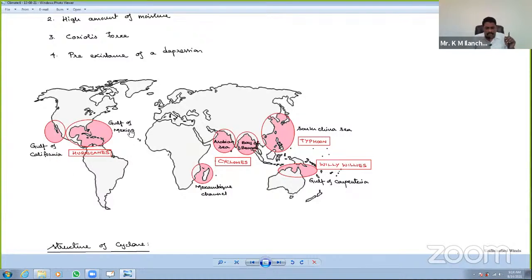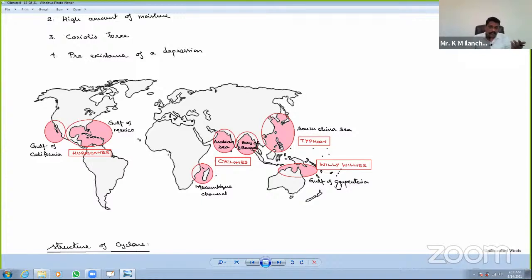Gulf of California and Gulf of Mexico in North America, we said. Mozambique Channel, Arabian Sea and Bay of Bengal on the Indian Ocean side. South China Sea, though I am calling it the South China Sea, it can extend as far north as the Sea of Japan, am I right? And say, for example, till that region of Thailand, it can extend, am I right? And Australia, Gulf of Carpentaria, Australia, these are the places which experience what?